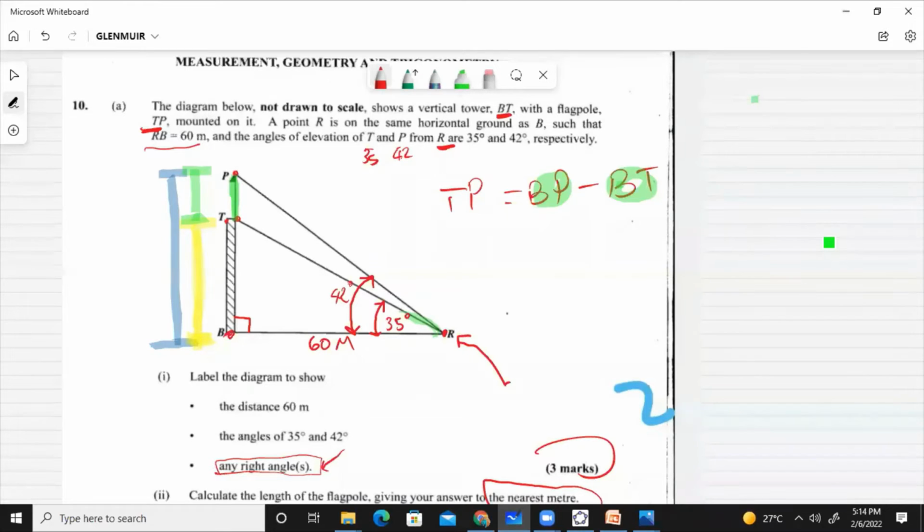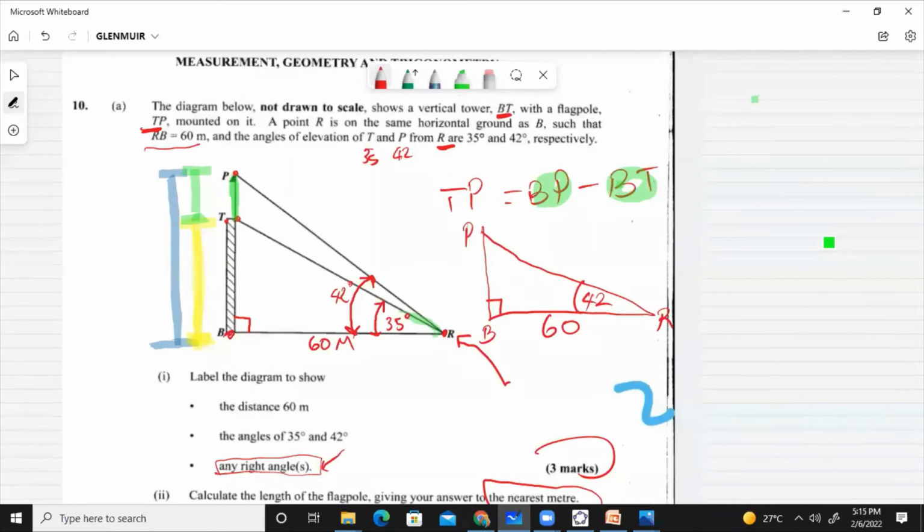Let us look at them at the side here. BP. If I'm thinking about BP, B is down here, P is up by the top. This is a right angle triangle. Look at the angle that we got for BP. We got 42 degrees. 42 degrees is what led to P. So this is 42. Remember, this is R, and we have RB, which is 60.